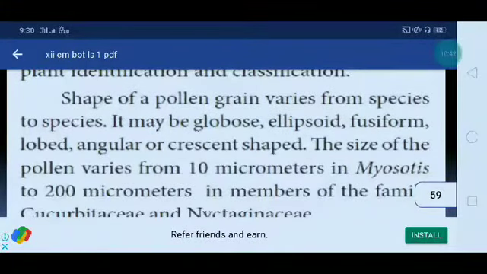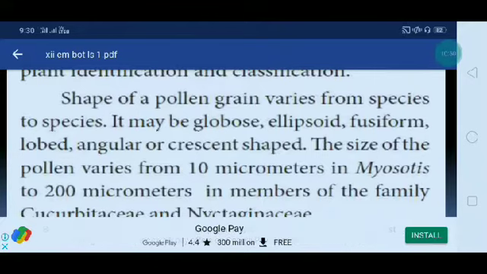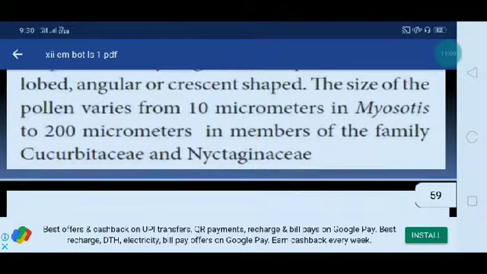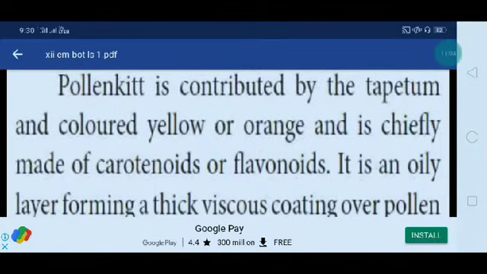Okay, the next one. Shape of pollen grain varies from species to species. It may be globose, ellipsoid, fusiform, lobed, angular, or crescent shaped. The size of the pollen varies from 10 micrometers in Myosotis to 200 micrometers in members of family Cucurbitaceae and Nyctaginaceae.